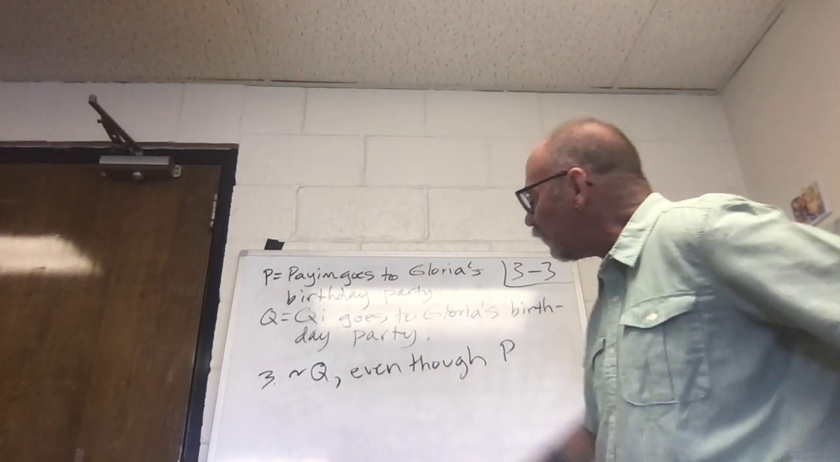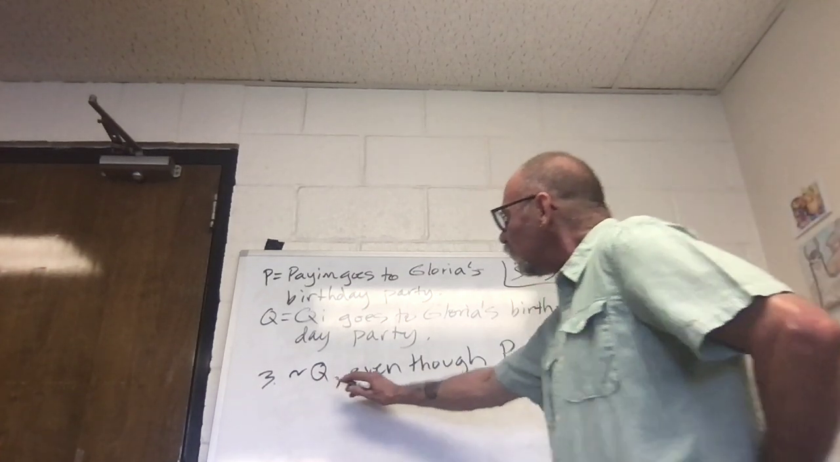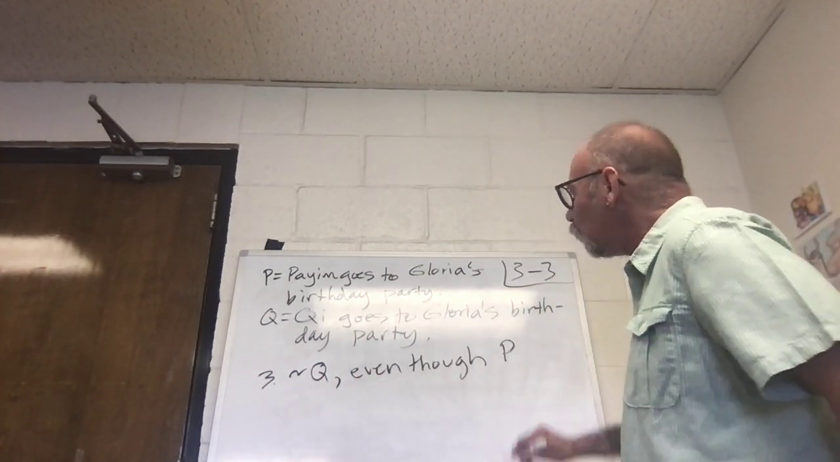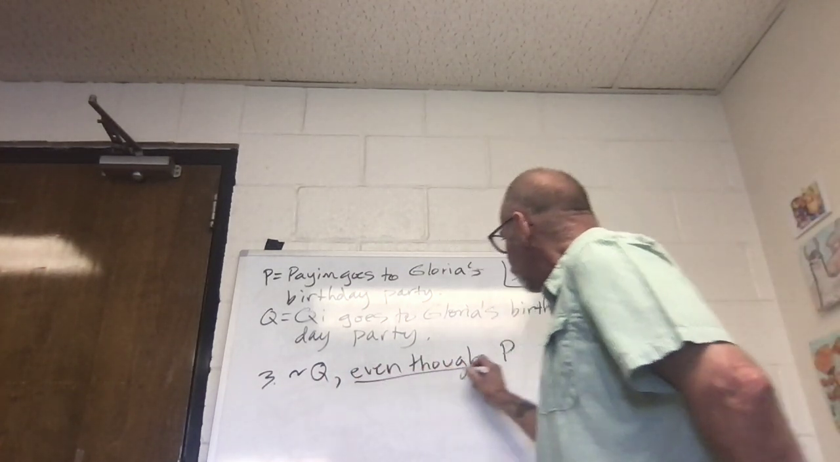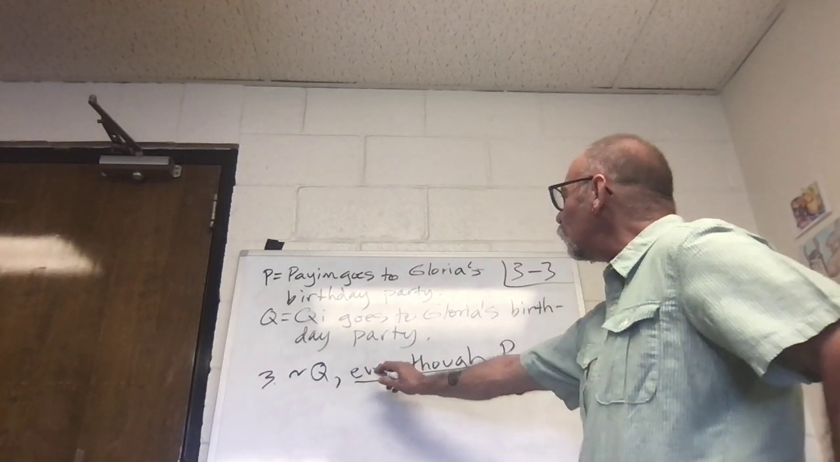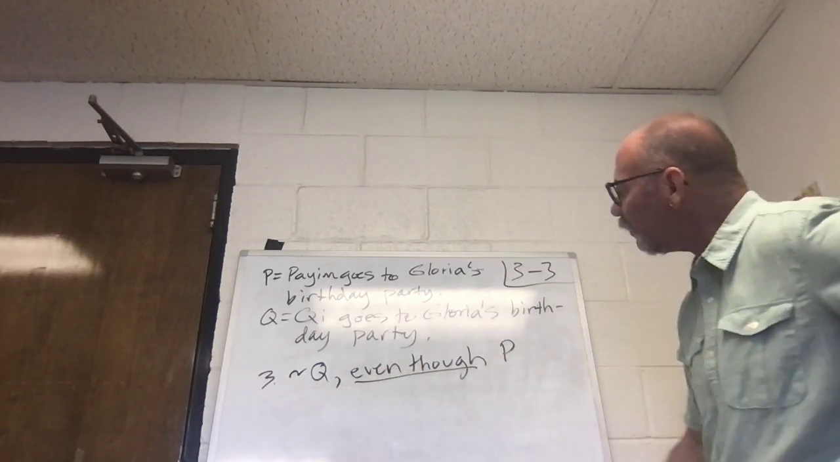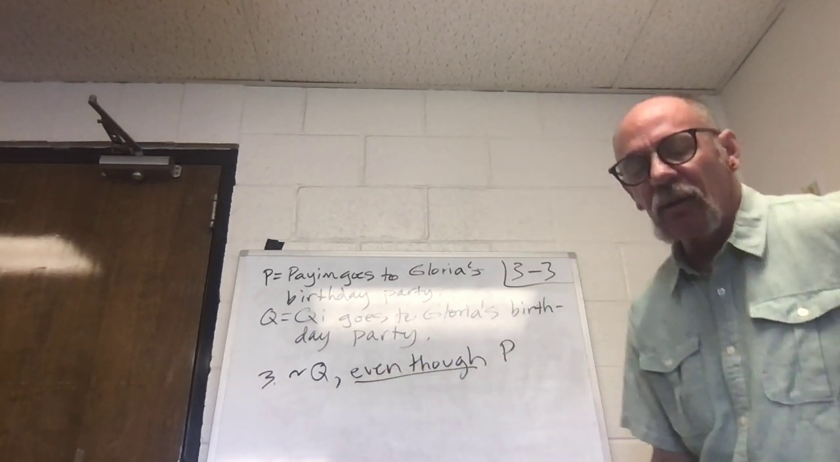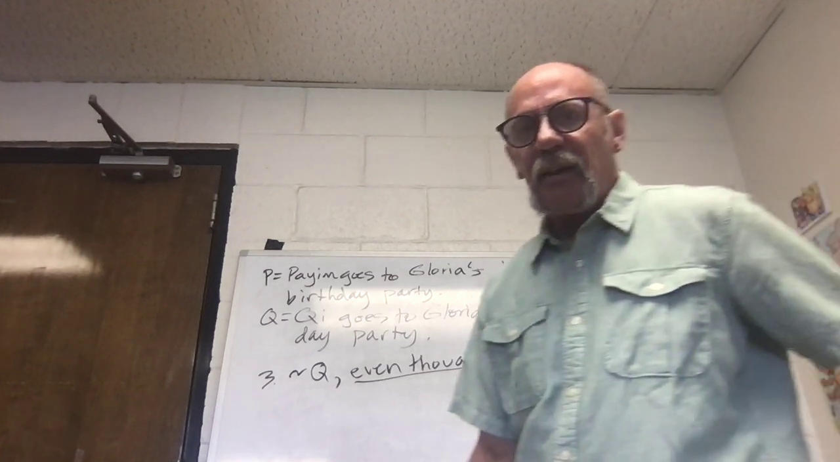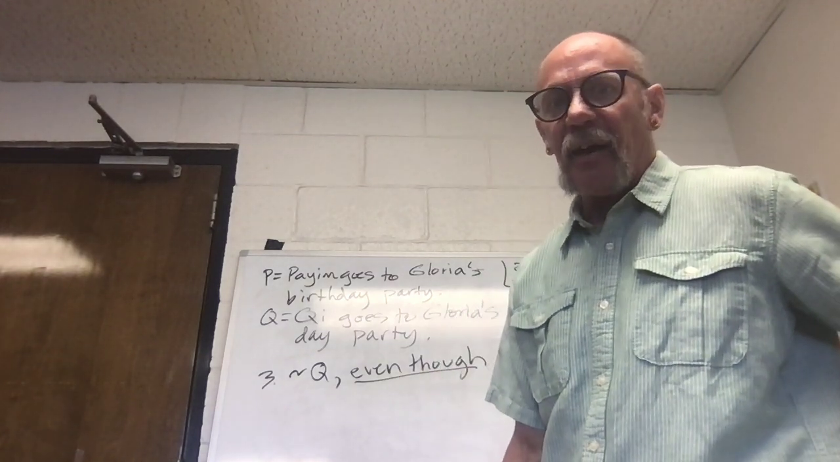All right, so back to number 3 then. I've got negation sign Q, comma, even though P. We'll get rid of the comma in our translation, but the only thing we need to think about is how to translate even though. Even though is a phrase that in English indicates contrast.